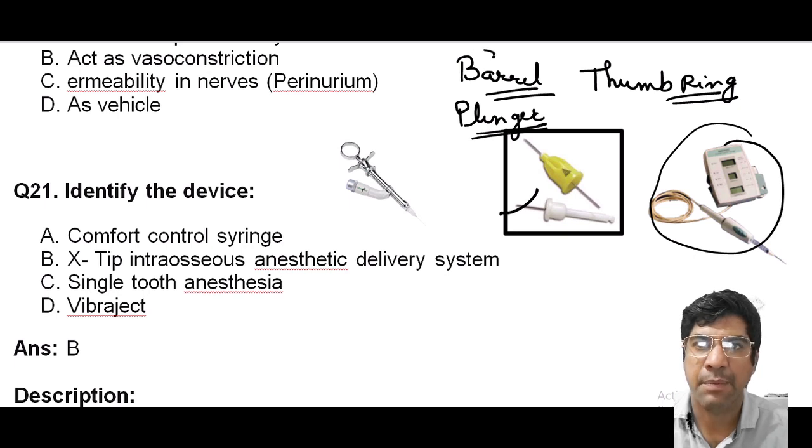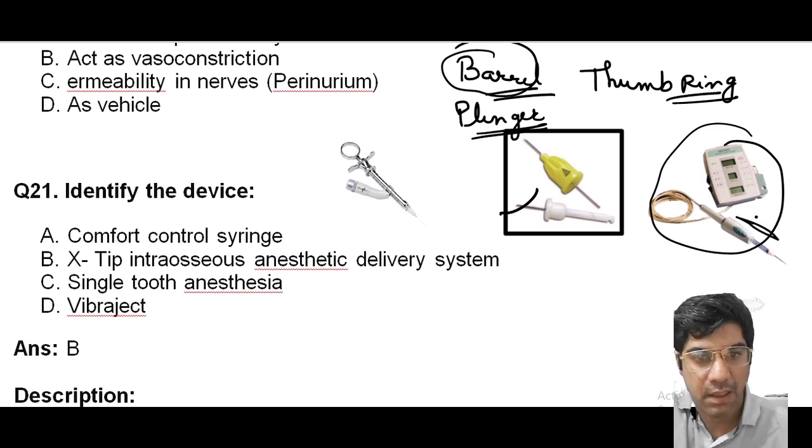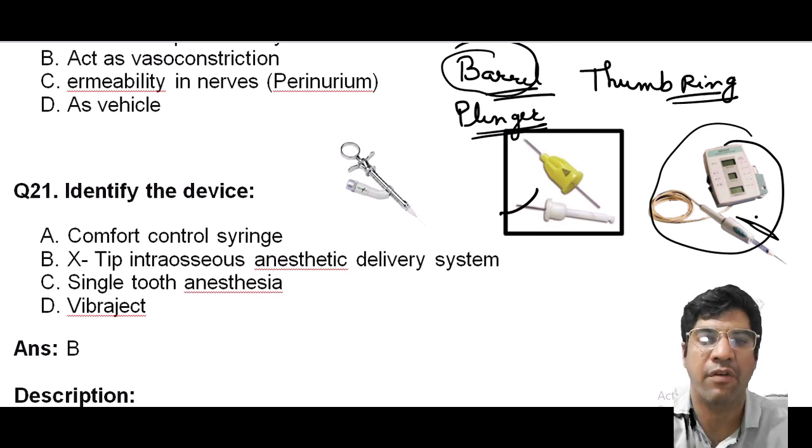So the plunger is the movable part within the barrel. When pushed, it will dispense the anesthetic solution through the needle. It has a piston that is attached to the plunger that controls the flow of anesthesia.